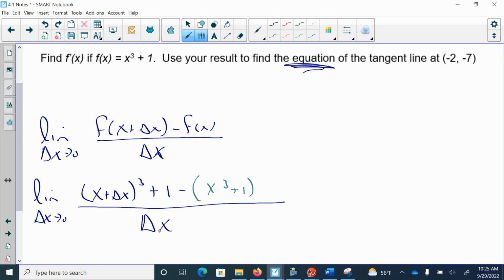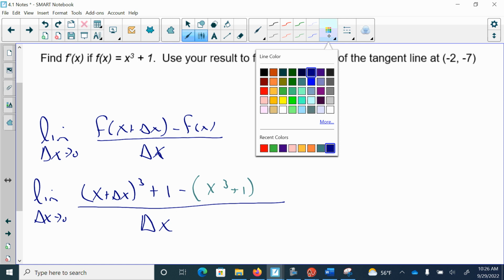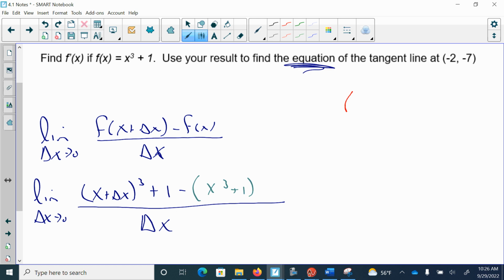Now, you were given the tools to do this quickly. We talked about it before in here, did we not? Well, you have choices. You can take x plus delta x times x plus delta x times x plus delta x. And you can FOIL the first two, distribute the x to these two delta x, and find like terms. Or you can remember the binomial theorem, which is Pascal's triangle.